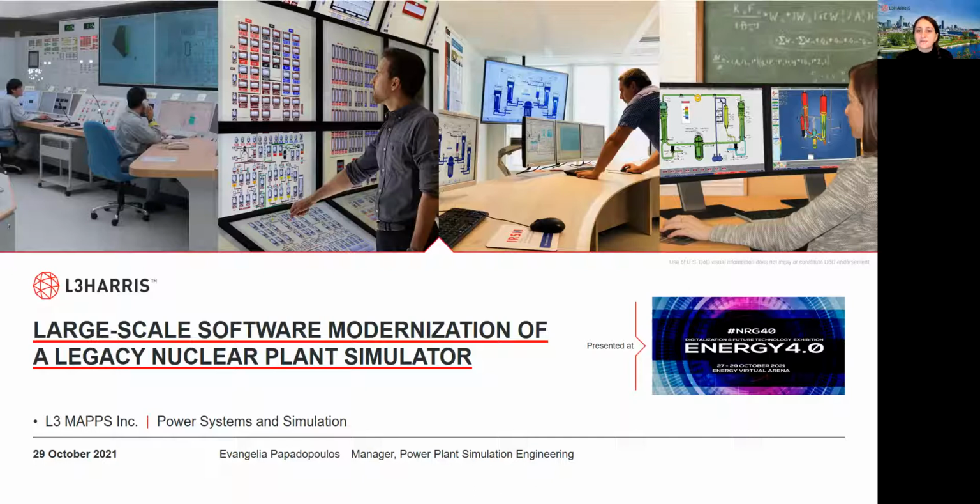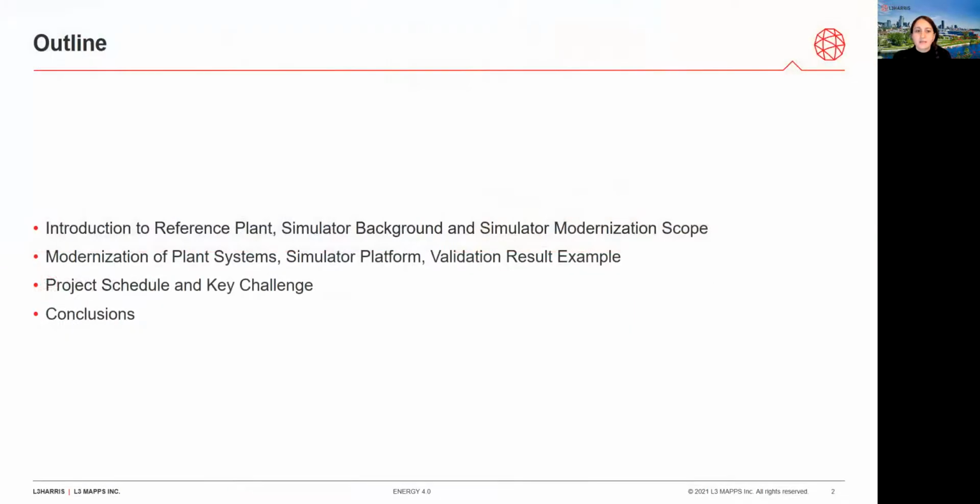Today, I'd like to share with you some information on a large-scale software modernization project of a legacy nuclear power plant simulator that we recently completed. The topics I'd like to cover will include an introduction to the reference plant, some background of the simulator, an overview of the scope of the modernization project. Then I'll talk about the modernization of the plant systems, the simulator platform, and the validation results. Then I will continue with the discussion on the project schedule and some conclusions.